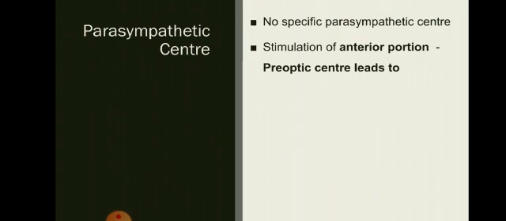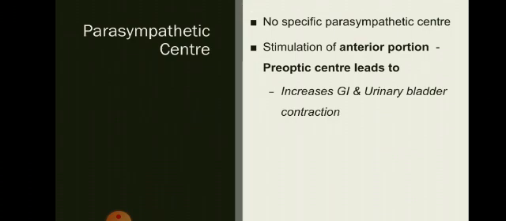Now let's see the parasympathetic nervous system. The parasympathetic control is when you stimulate the anterior hypothalamus. When the anterior portion of the hypothalamus is stimulated, the changes happening in the body are very similar to the parasympathetic stimulated changes. Unlike with the sympathetic nervous system, there are no specific parasympathetic centers, but whenever the anterior portion of the hypothalamus is stimulated, there is parasympathetic stimulation happening in the body.